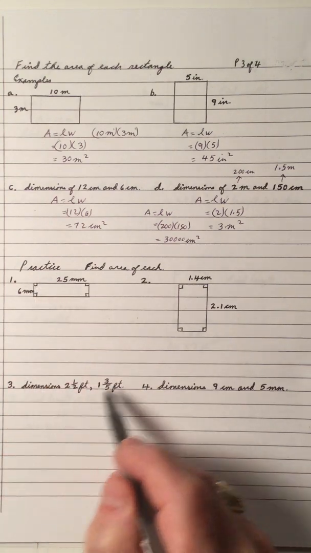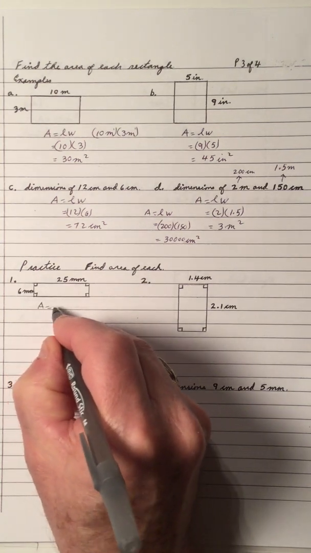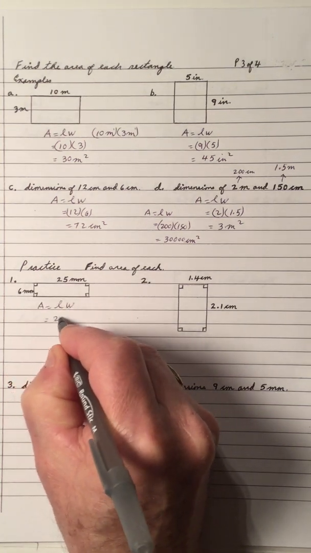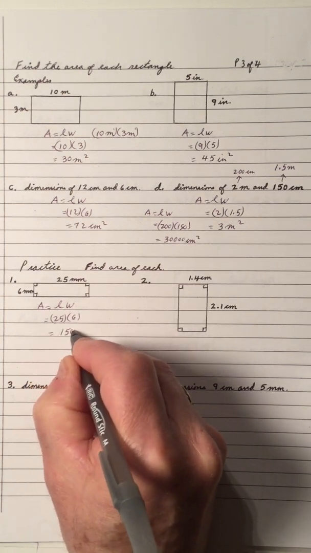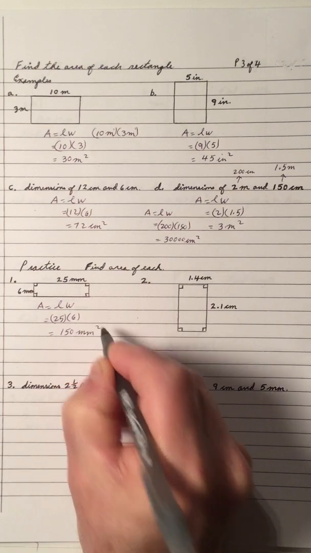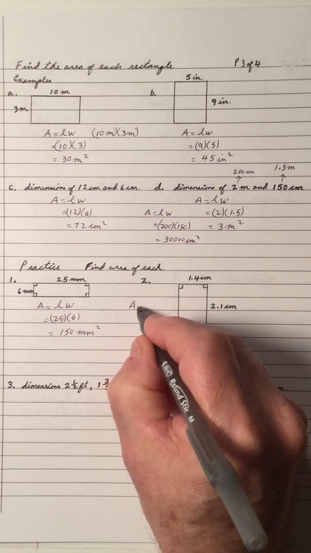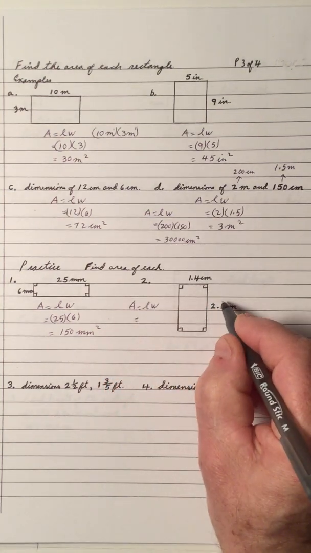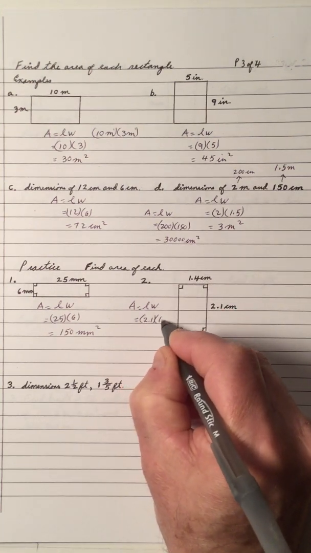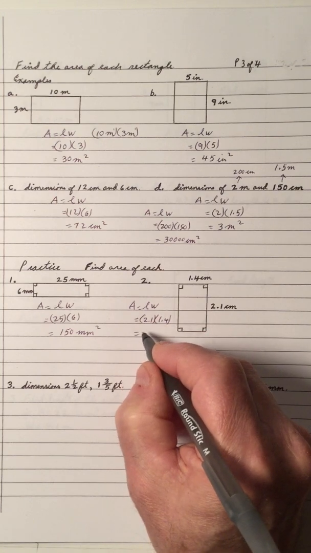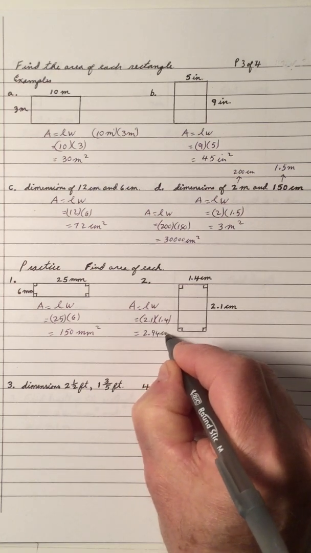Practice means pause your video and work these out to see if you're going to get the right answers. Let's go. Area is length times width. The length is 25, the longer side, the width is 6, the shorter side. 25 times 6 is 150, so it's 150 millimeters squared. And the area of this figure, area is length times width. The length is, there's again the same unit, so we're okay. So it's 2.1 times 1.4. Use your calculator. 2.1 times 1.4 works out to be 2.94, and we got centimeters squared.